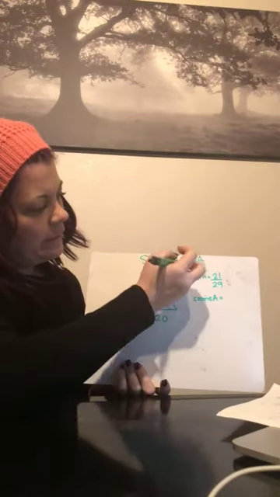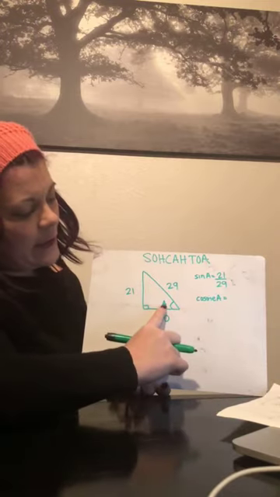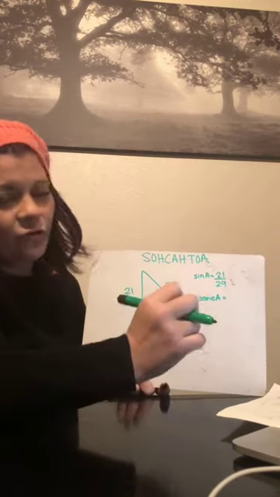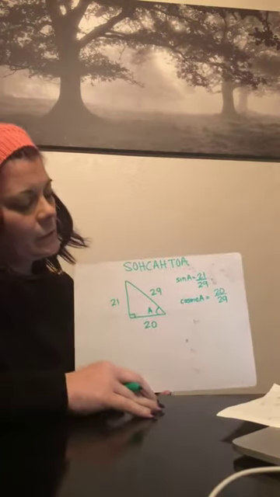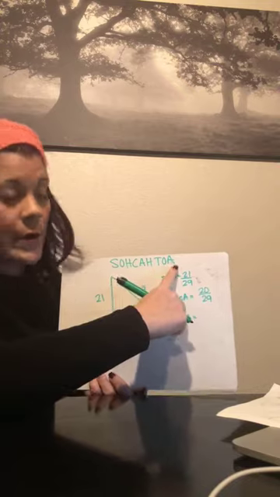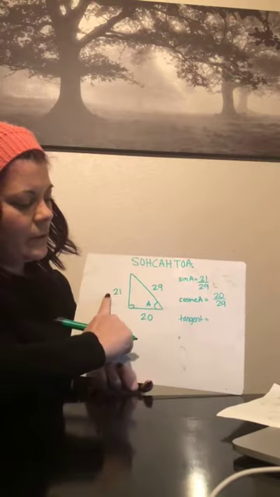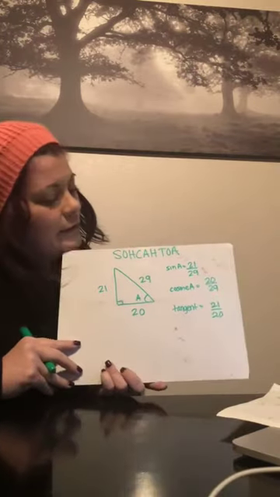Now the cosine of A is CAH, because cosine is adjacent over hypotenuse. Adjacent would be 20, and the hypotenuse is 29, so the cosine of A is 20 over 29. And then the tangent of A, because we're still looking from angle A, tangent stands for opposite over adjacent, so 21 over 20. So that's how you identify sine, cosine, and tangent.